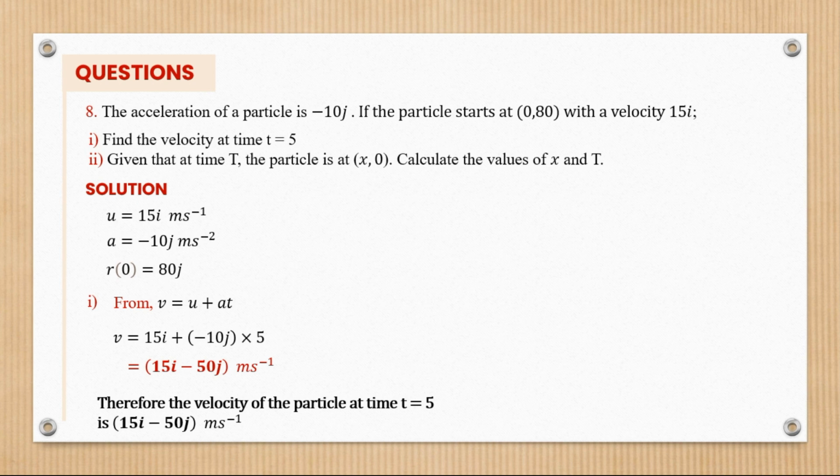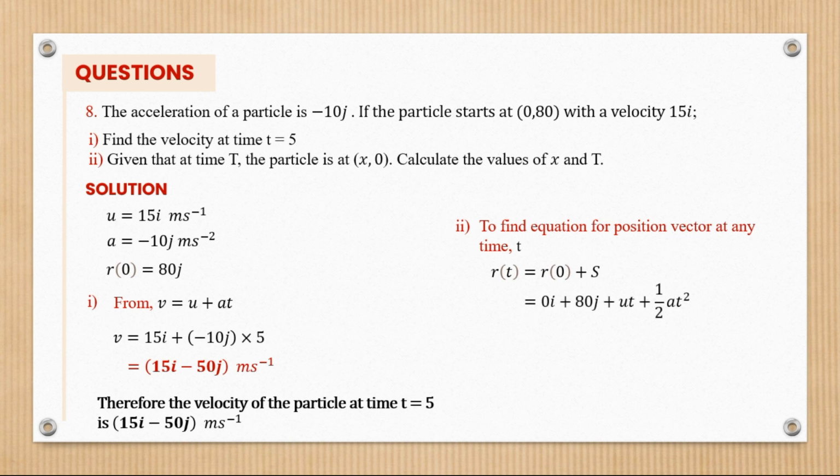Now for part 2, I'm going to first find the equation for the position vector at any time t. So I'm going to find that general equation. I'll have r(t) equal to r0 plus s. We know that at r0, the particle starts at (0, 80), so it's 0i plus 80j, plus, we know the equation of s is ut plus a half at squared.